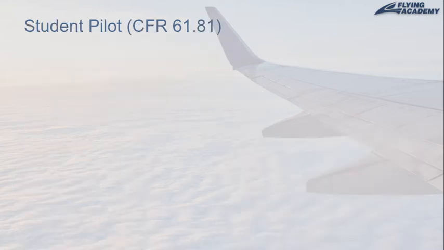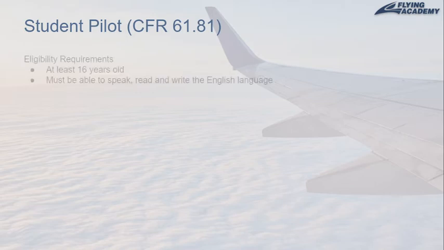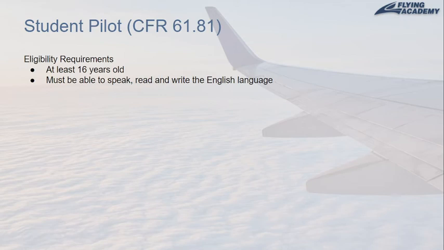Then we'll be going over student pilot certificates. This is Part 61.81, and it goes over the eligibility requirements. You must be at least 16 years old to be a student pilot, and you must be able to speak, read, and write the English language.